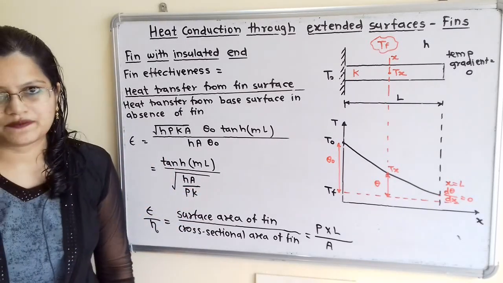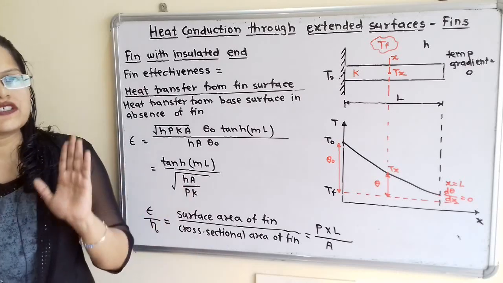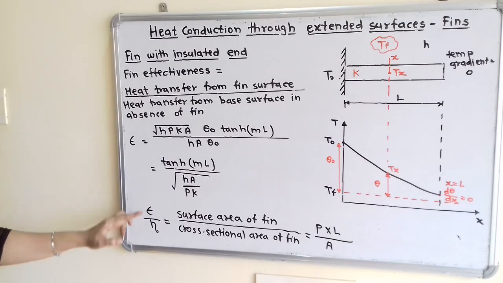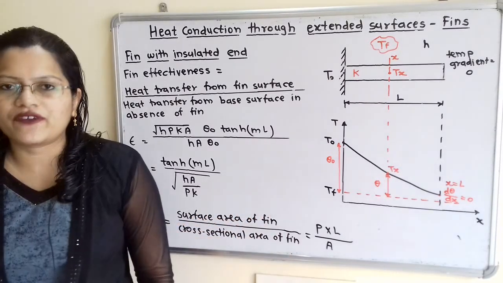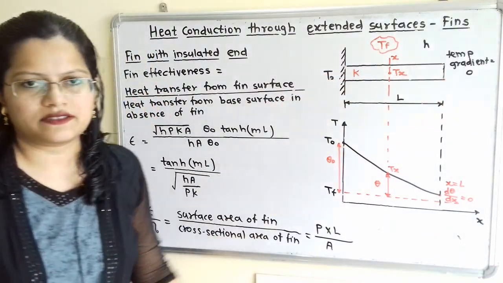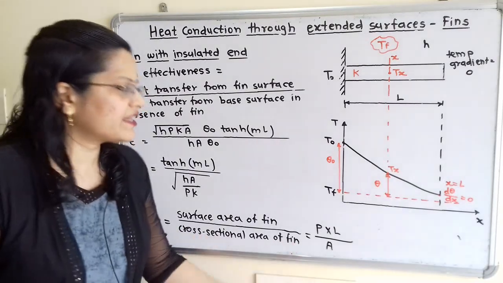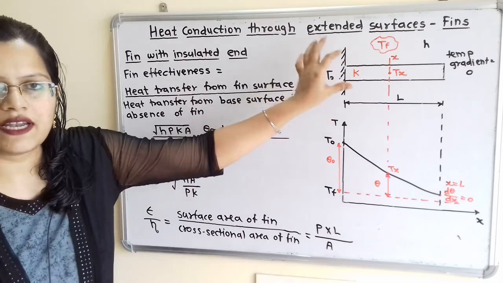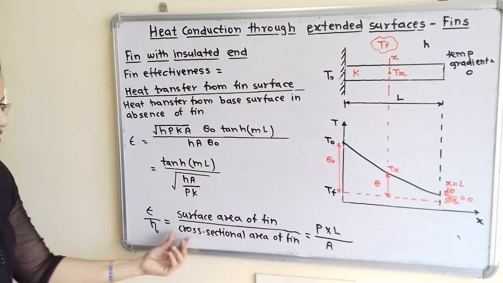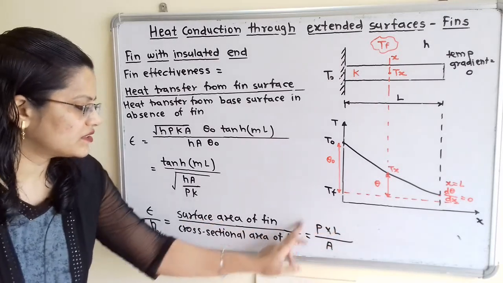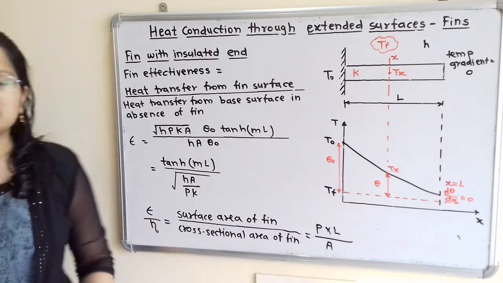The notation is epsilon. Now we will understand the relation between fin efficiency and fin effectiveness. Effectiveness by efficiency is equal to the surface area of the fin, which is perimeter multiplied by length, divided by the cross-sectional area of the fin. The cross-sectional area is the area available at the base, so we take P into L divided by A. This is the relation between effectiveness and efficiency.